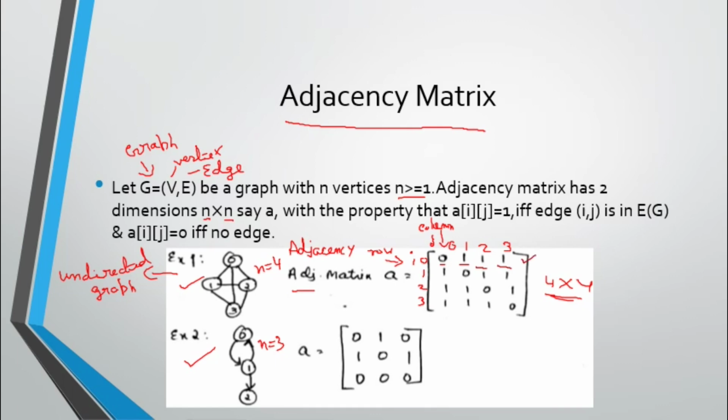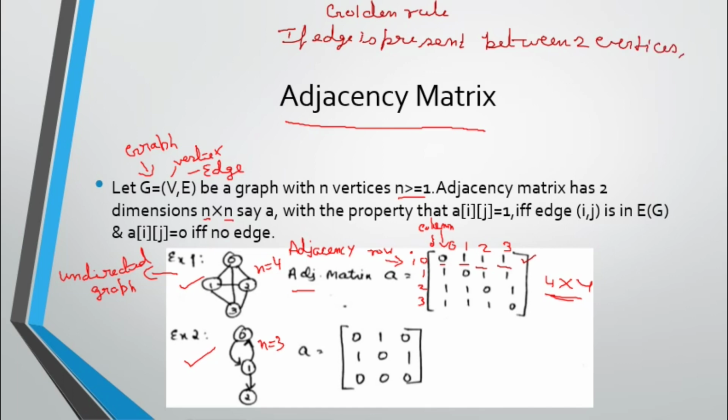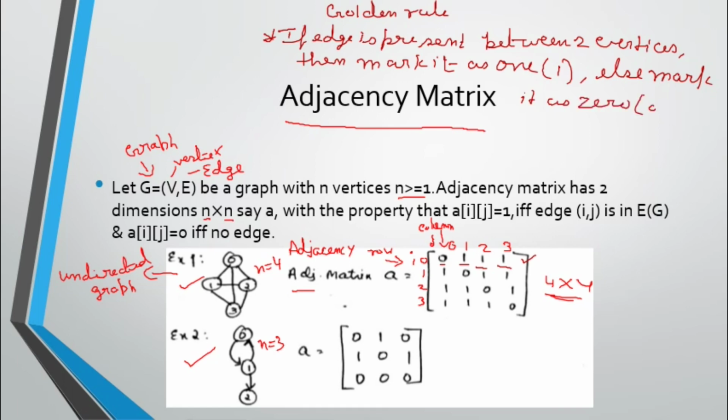You can take this as the golden rule here: if an edge is present between two vertices, then mark it as 1, else mark it as 0.